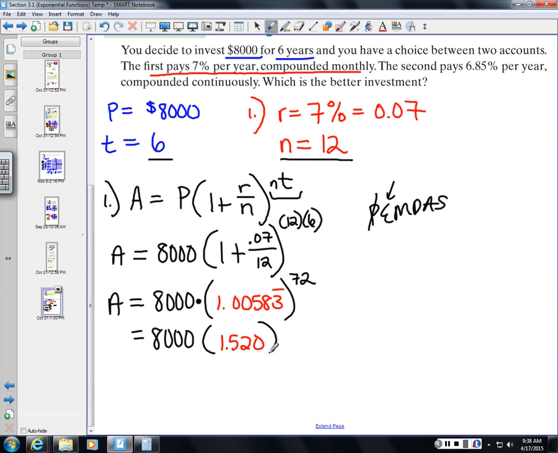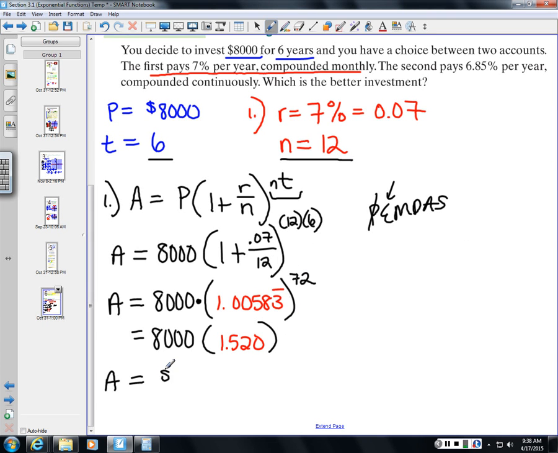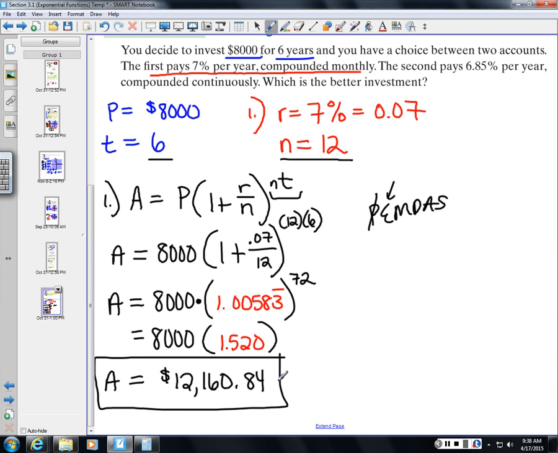Then we can multiply that by 8,000. So my final amount at the end of 6 years, multiplied by the 8,000, I get $12,160.84. So, not going to get rich on $8,000 with a 7% interest rate. Okay, so we've gained a little bit. Well, let's see what would happen in scenario 2.